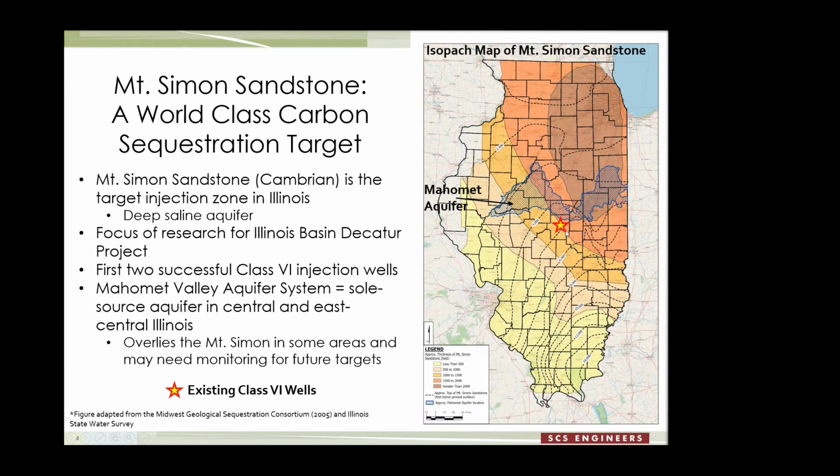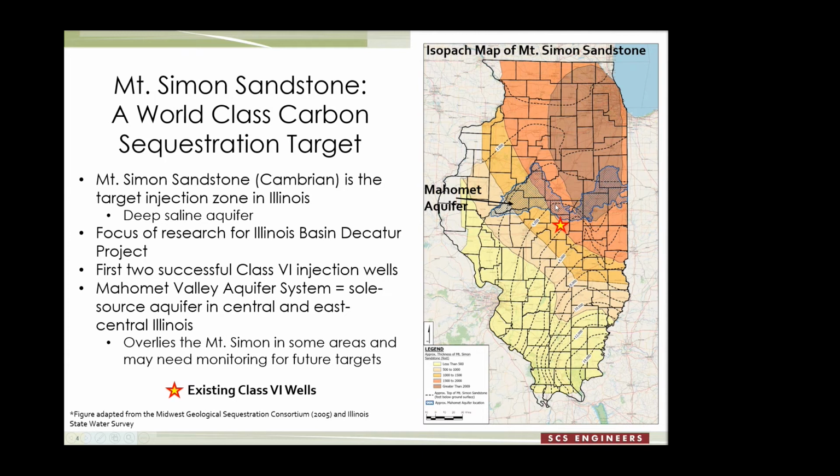I also noted the location of the Mahomet Valley Aquifer system in this crosshatch pattern on the map, and that is a sole source drinking water aquifer for central and eastern Illinois. So this aquifer system overlies the Mount Simon in some parts of the state that have very similar sequestration potential to this area of the Illinois Basin Decatur project, which indicates that that aquifer may need monitoring if we have future sequestration projects in this part of the state.